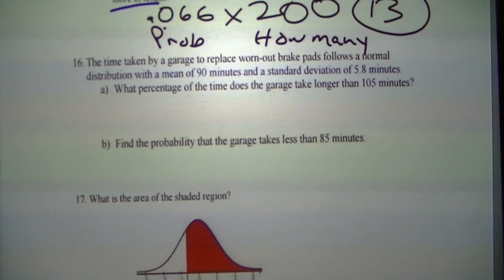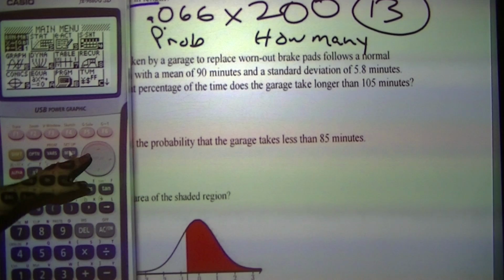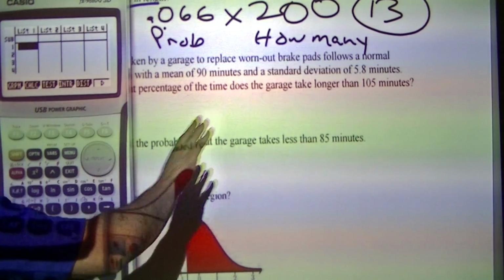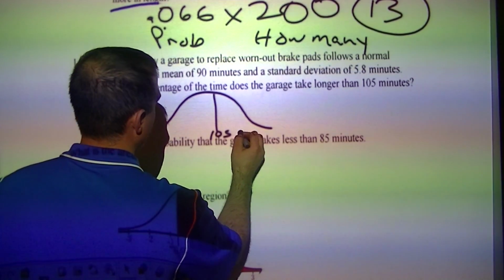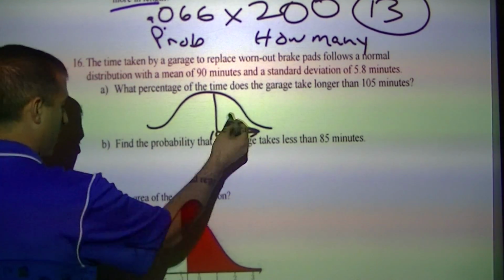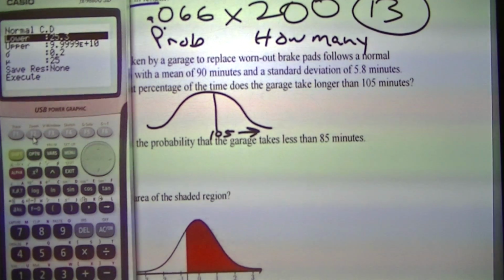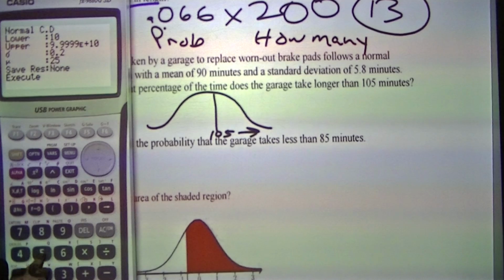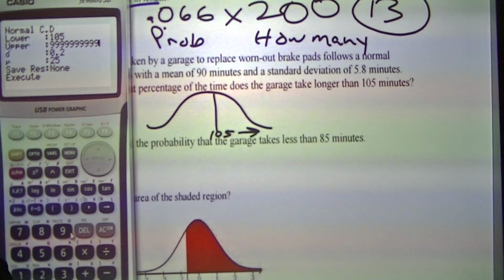The time it takes a garage to replace some worn out brake pads follows a normal distribution with a mean of 90 minutes and a standard deviation of 5.8. What percentage of the time does the garage take longer than 105? Once again, when we go back into stat, longer would mean greater. So longer, we want 105 and going this way. What I want to do is a distributed normal. The minimum I want is 105 minutes. The biggest I want is still that 999 because I want more.